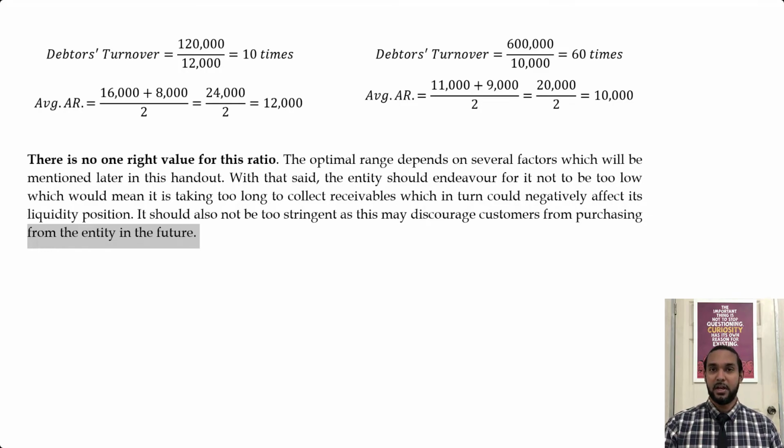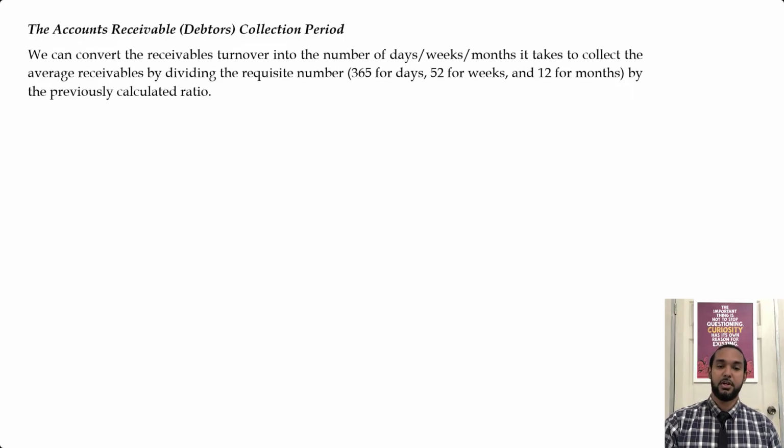Okay, now again, just like we converted the rate of stock turn to the sales period, we could convert this to the debtors collection period. So this is debtors turnover. Let's take a look at the debtors collection period, also known as the accounts receivable collection period. The debtors collection period is how long it takes us on average to collect our average debtors.